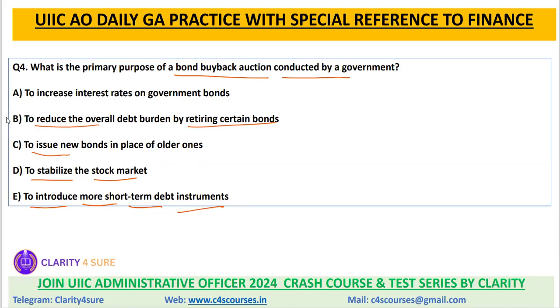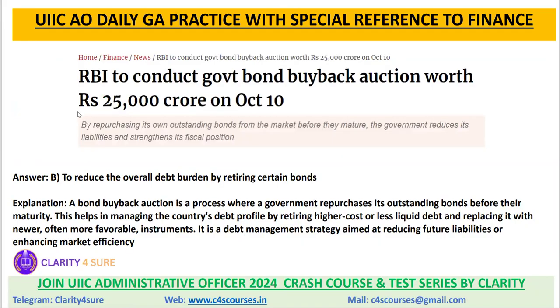The right answer is B, to reduce the overall debt burden by retiring certain bonds. Okay. So why is this in the news? RBI conducted a government bond buyback auction worth 25,000 crores on October 10th. This is a process where a government repurchases its outstanding bonds before their maturity.